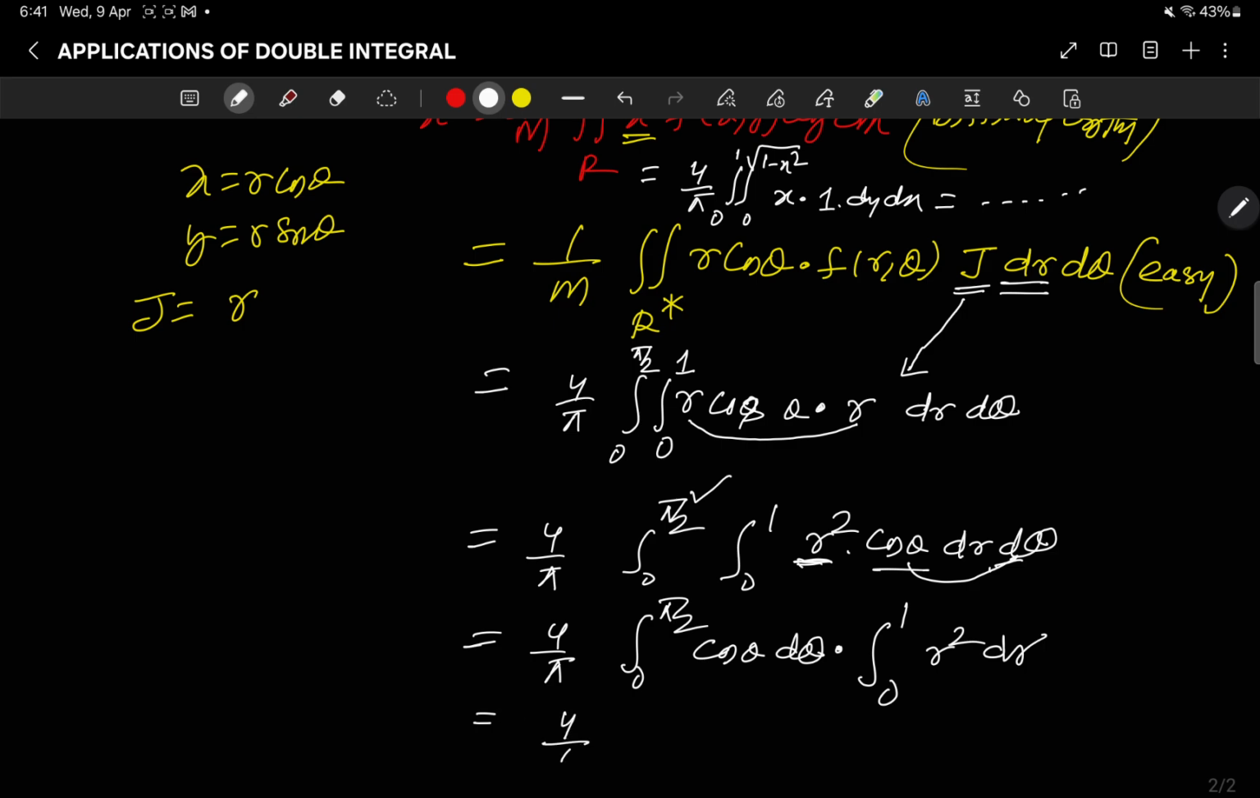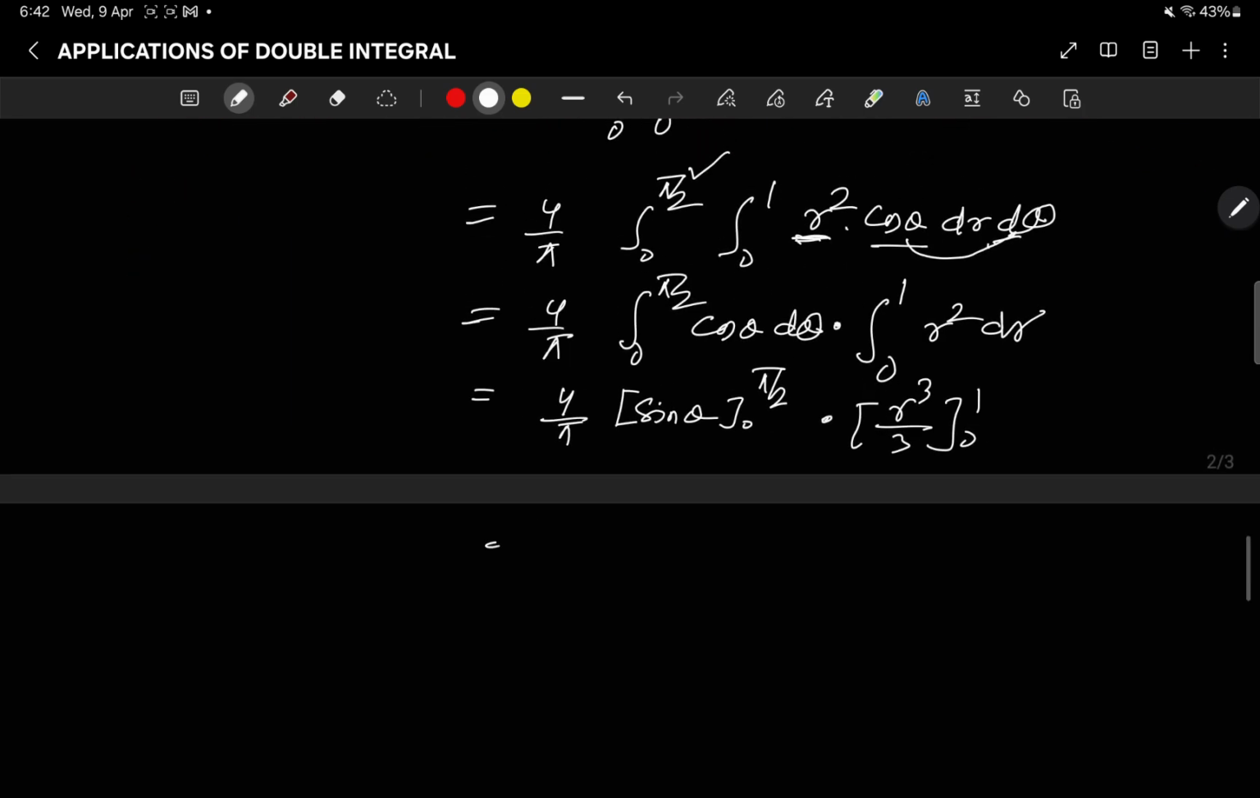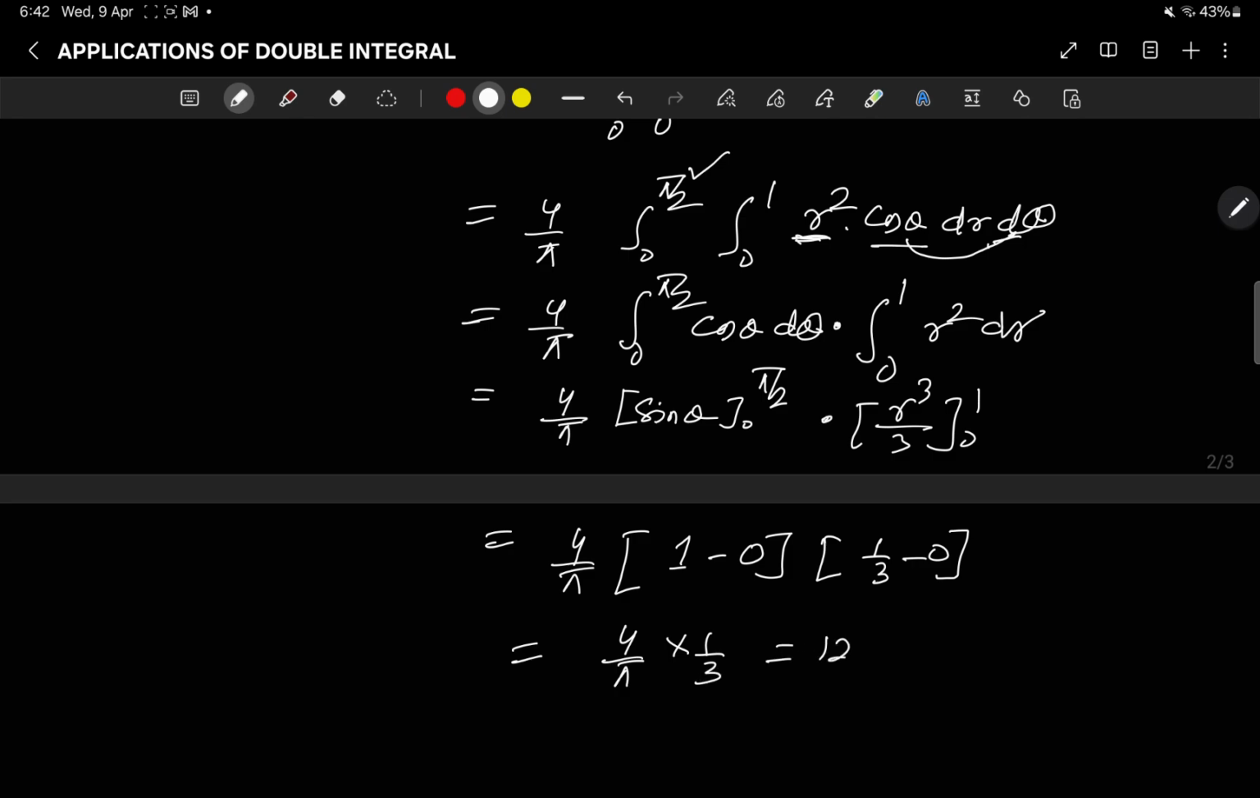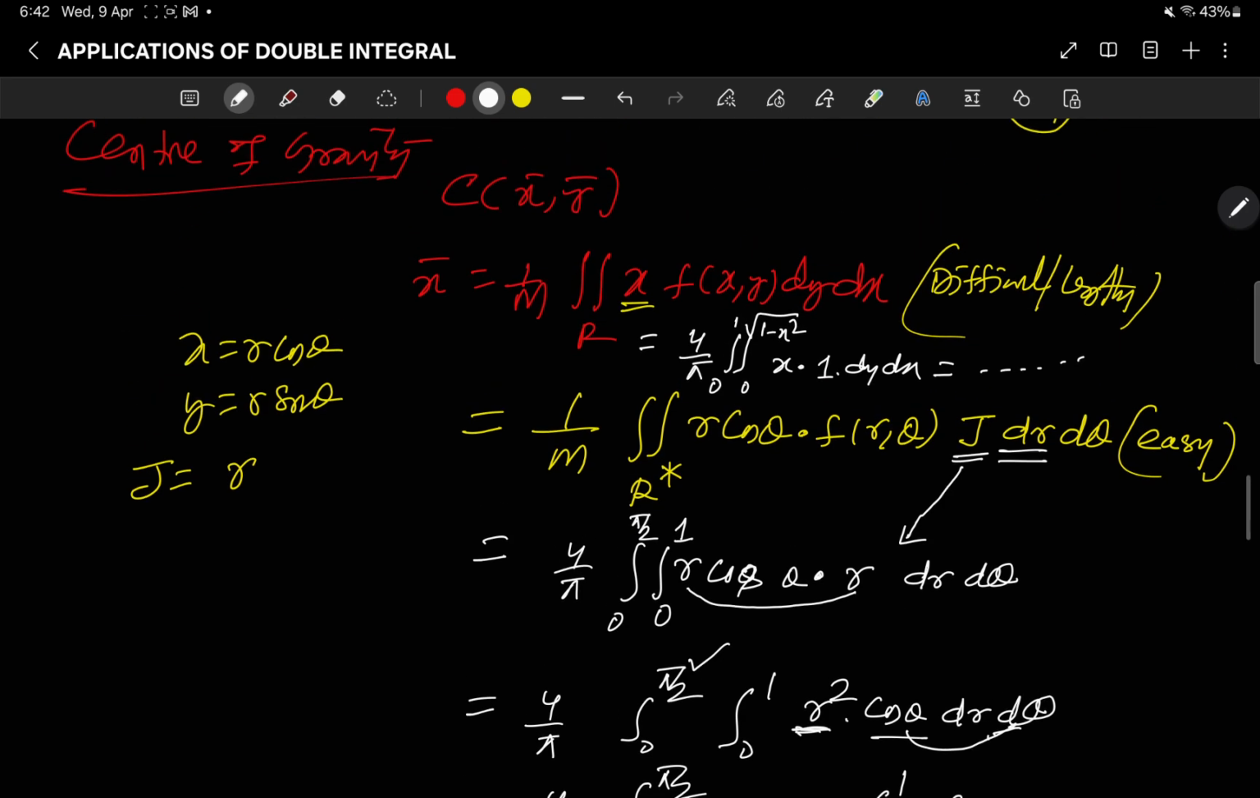So this is 4 by pi, the integration of cos theta is sin theta, here 0 to pi by 2, then r cube by 3, and here 0 to 1. So if you evaluate this integral, this will be 4 by pi, sin pi by 2 is 1, sin 0 is 0, into 1 by 3 minus 0. Okay, so this will be 4 by pi into 1 by 3, so it is 12 by pi. So it is your answer for the center of gravity x bar.